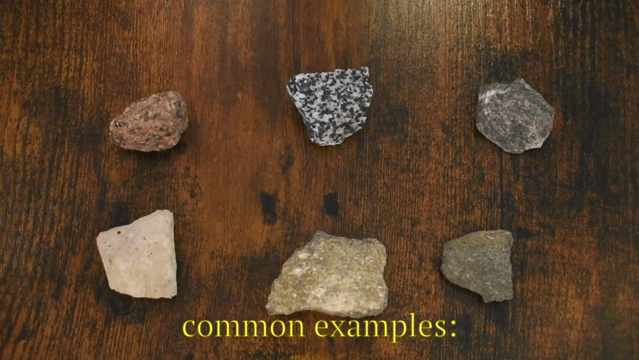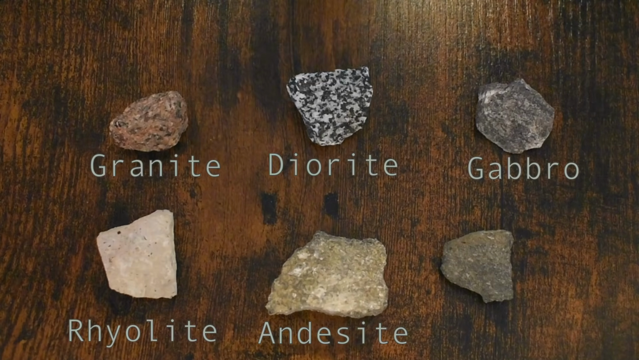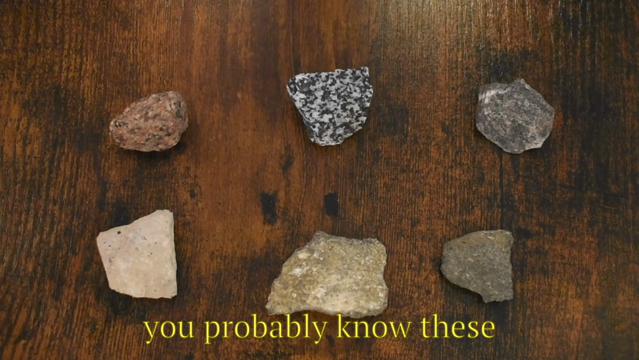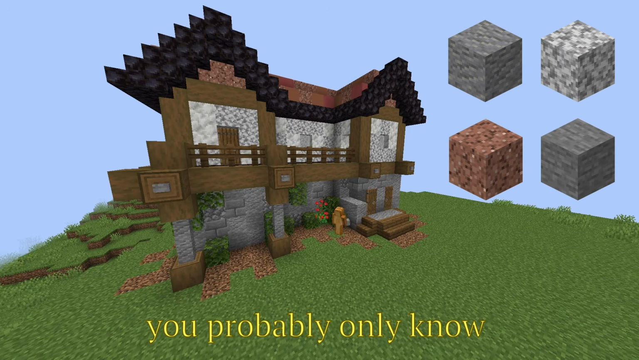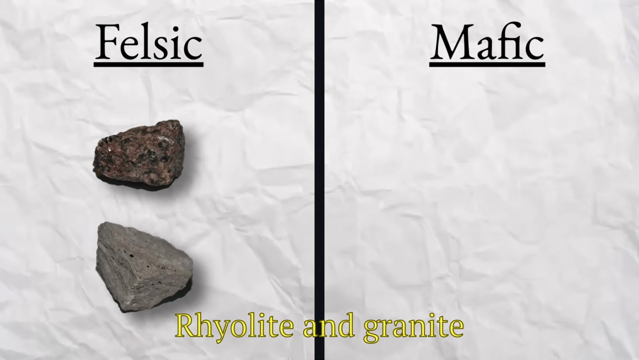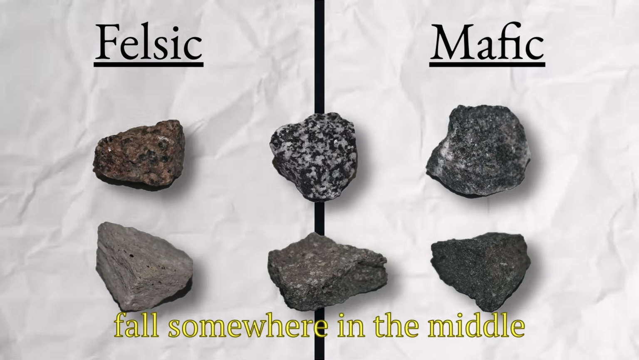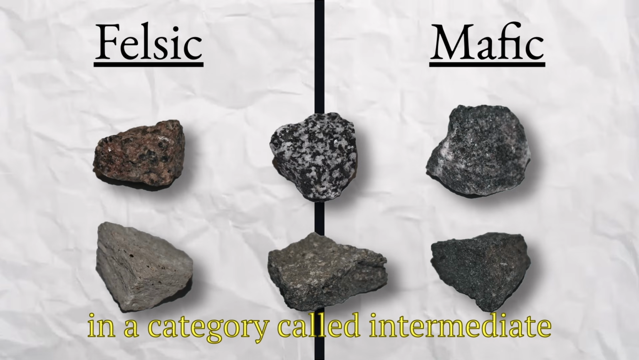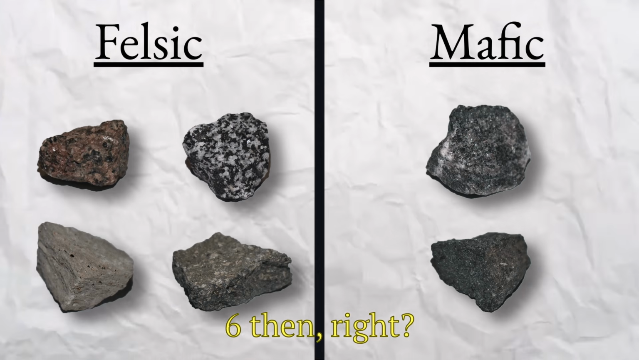Here are the 6 most common examples: granite, rhyolite, diorite, andesite, gabbro, and basalt. If you're interested in geology, you probably know these as the igneous rocks. If you're interested in Minecraft, you probably only know these 4 as building blocks. These rocks all fall on the scale somewhere between felsic and mafic. Rhyolite and granite fall to the felsic side, and basalt and gabbro fall to the mafic side. Diorite and andesite fall somewhere in the middle in a category called intermediate, but we can just lump these towards the felsic side. So there we have it. Stone has to be one of these 6 then, right?